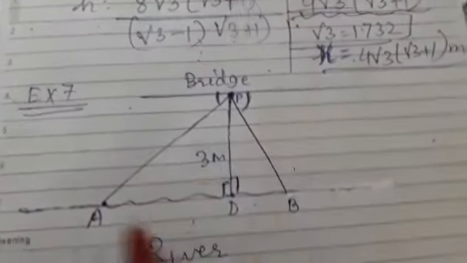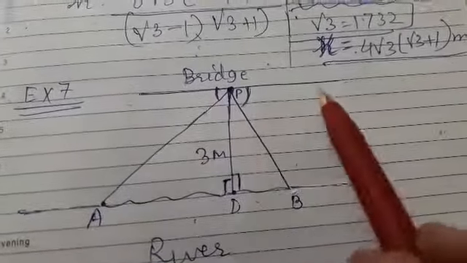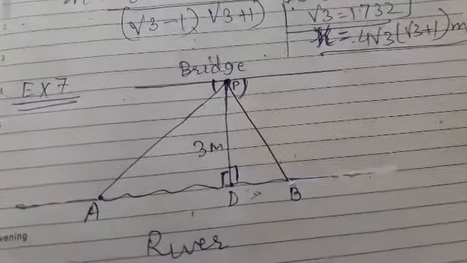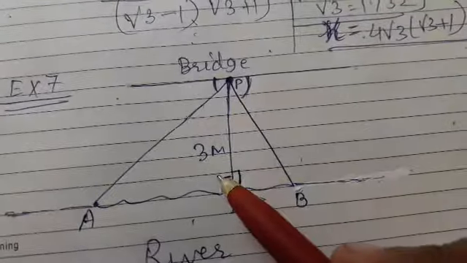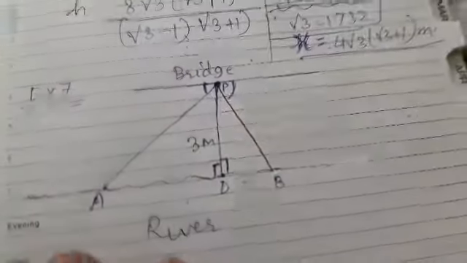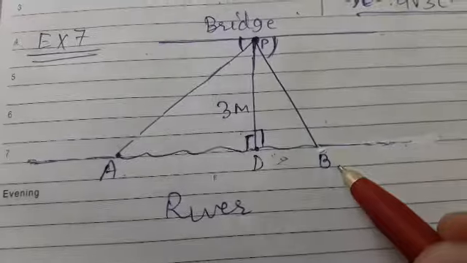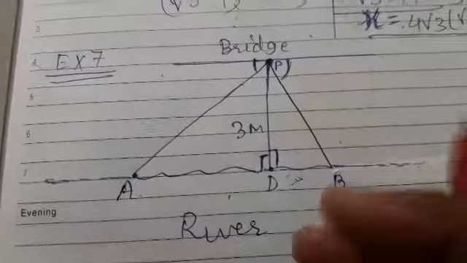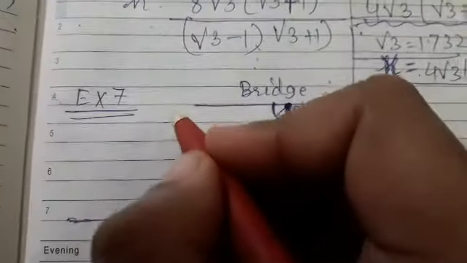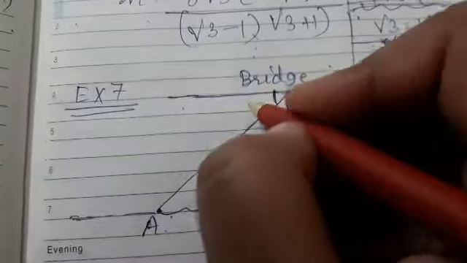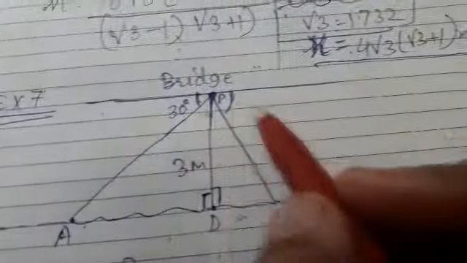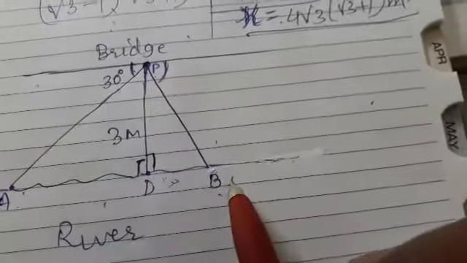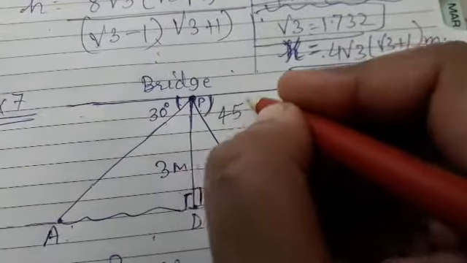So the diagram will look somewhat like this. This is a bridge, and this is a river. They are exactly at a distance of 3 meters, which is given in the question. Now there are two ends of the river. This is end A and end B, or we can say bank A and bank B, the two ends of the river. The angle formed from the bridge to one end is 30 degrees. Similarly, from the same point to the other side of the river, the angle of depression formed is 45 degrees.